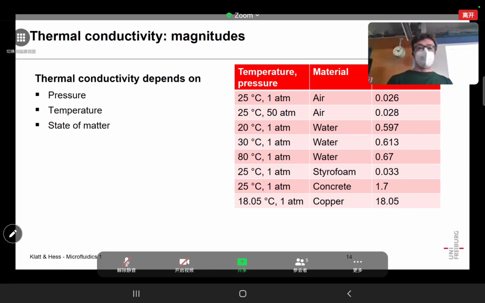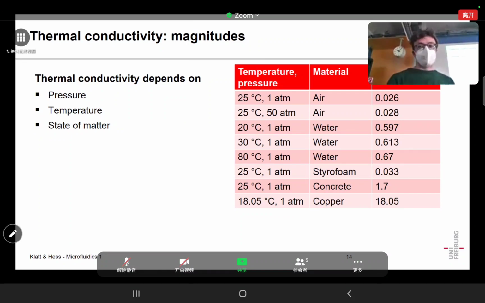Does anybody have an idea why metal in particular is good for the heat transfer? Yeah. It also transports electrons. Right, that's it.